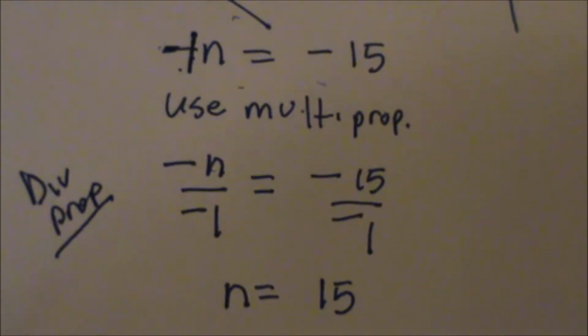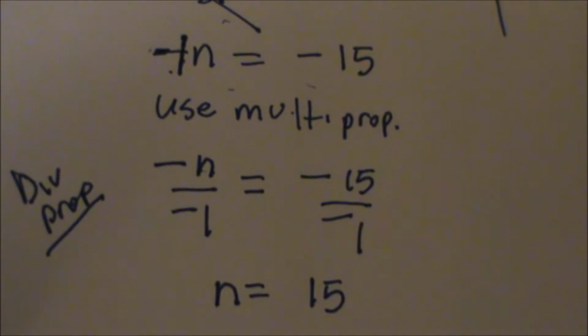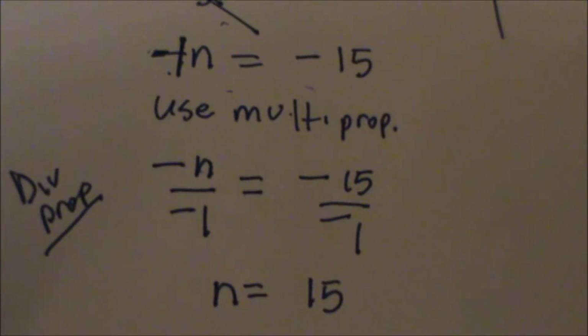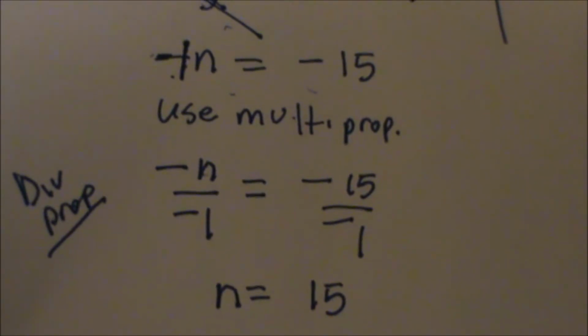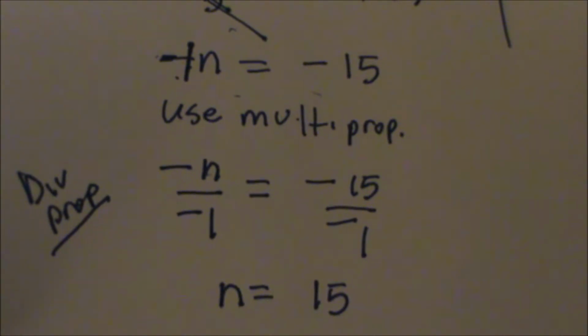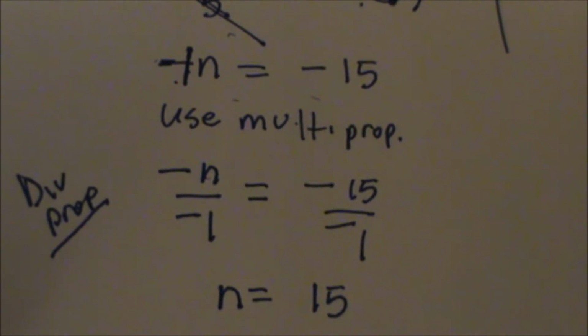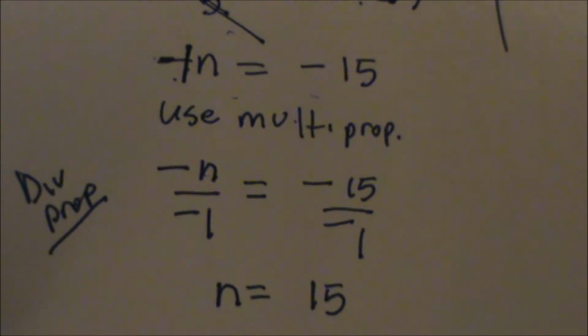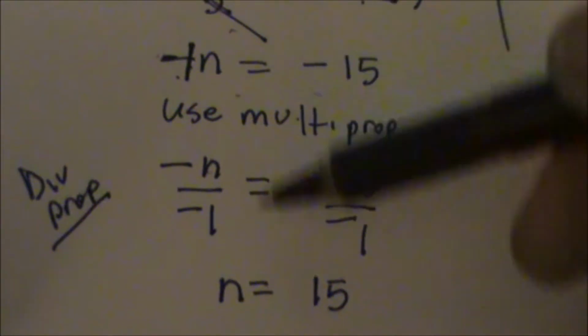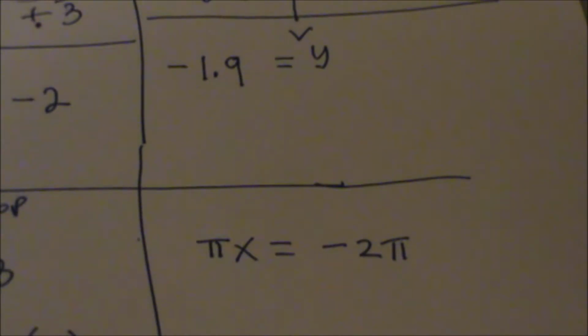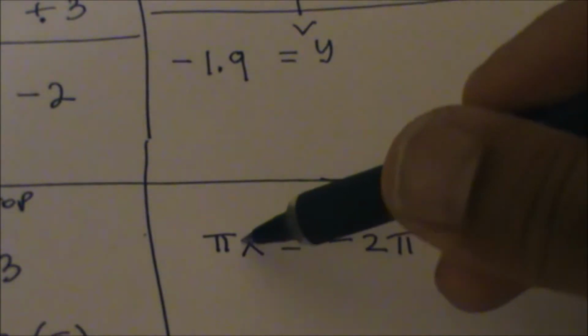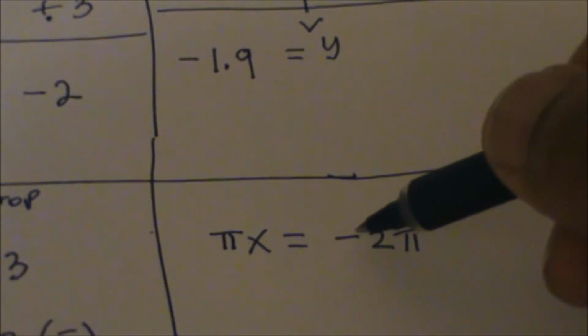So when you have a whole number or any number in front of the variable, at the last step in dividing, you use the division property, and that will cancel out the constant that's in front of the variable. Let me demonstrate another one, because this one was like a two-step equation process. Let's use a formula. Okay, so we have pi times x equals -2 pi.